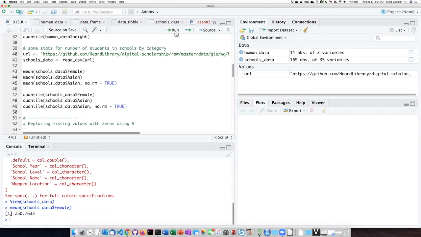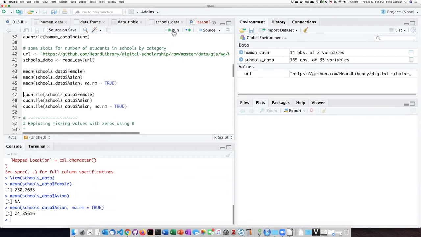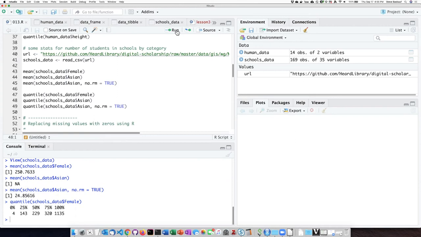As we can see, finding the mean for females is no problem. But if we try to find the mean number of Asians per school, we end up getting an NA because, as we saw earlier, some schools have missing values for the number of Asian students in that school. So we can fix that problem by telling it to remove the NAs prior to calculating the average. And if we do that, then we do end up getting an average number of Asian students of 25 students per school.